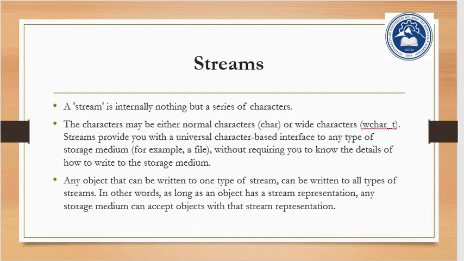For example, a file, just like a word file or a text file we create, without requiring you to know the details of how to write to the storage medium. You are just creating values, and you have no concern with how you are writing. Any object that can be written to one type of stream can be written to all types of streams. In other words, as long as an object has a stream representation, any storage medium can accept objects with that stream representation.